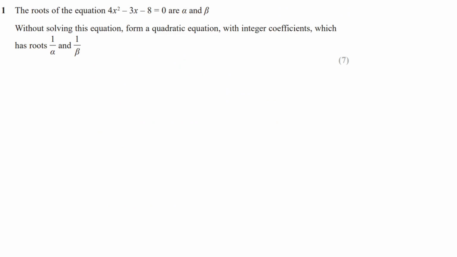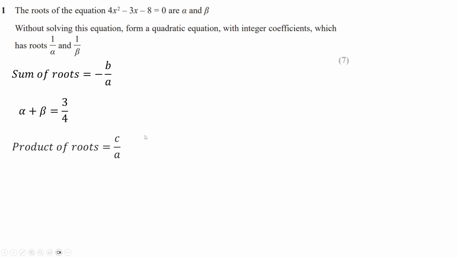So the roots of this equation are alpha and beta, and then find the equation that has roots 1 over alpha, 1 over beta. So it wants you to use the sum of roots and then the product of roots. The sum of roots you should know is minus b over a. So alpha plus beta is minus b over a, that's minus 3 over 4. And the product of the roots is c over a, you should just know this, and c over a is minus 8 over 4, which is minus 2, so alpha beta equals minus 2.